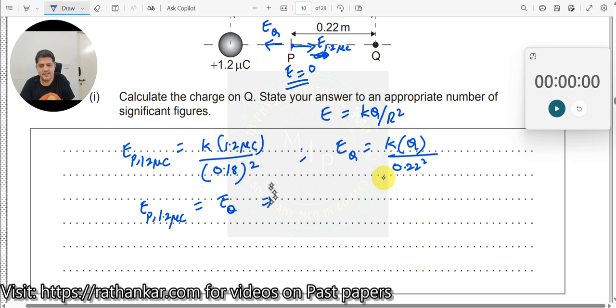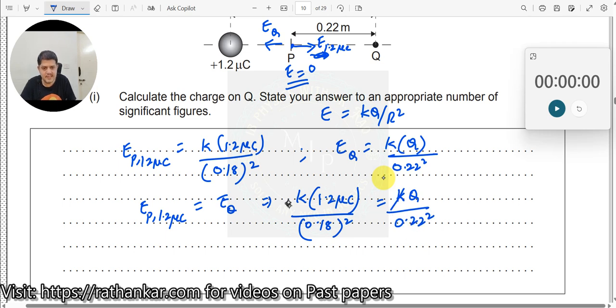When I do this, what do I get? K into 1.2 microcoulomb divided by 0.18 the whole square is equal to KQ divided by 0.22 square. Now this K and this K goes away. Now I need to get the value of Q. Q will now be equal to 1.2 microcoulomb multiplied by 0.22 divided by 0.18 the whole square.